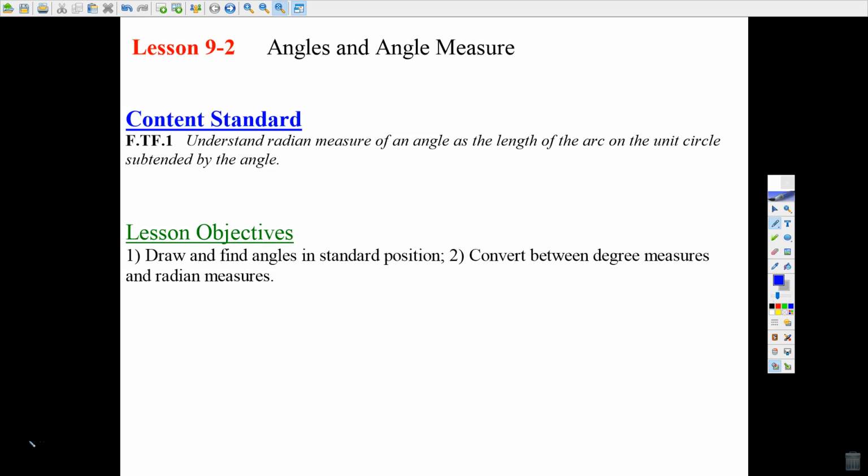Okay, in lesson 9.2, as you can see, we're talking about angles and angle measure. And eventually, before we're finished with this lesson, you will know how to draw and find angles in standard position. You'll know what the standard position is referring to. And then toward the end of this lesson, we'll talk about converting from degree measures to radian measures. You'll understand hopefully what this means.